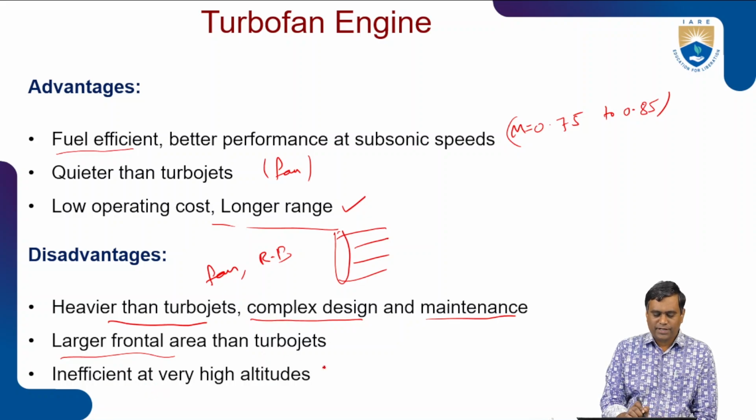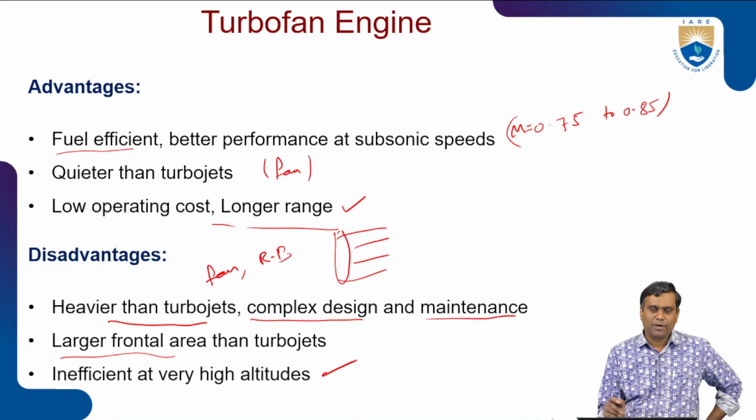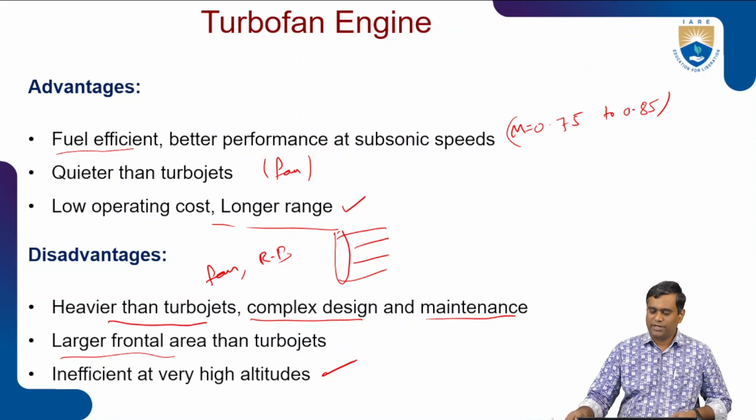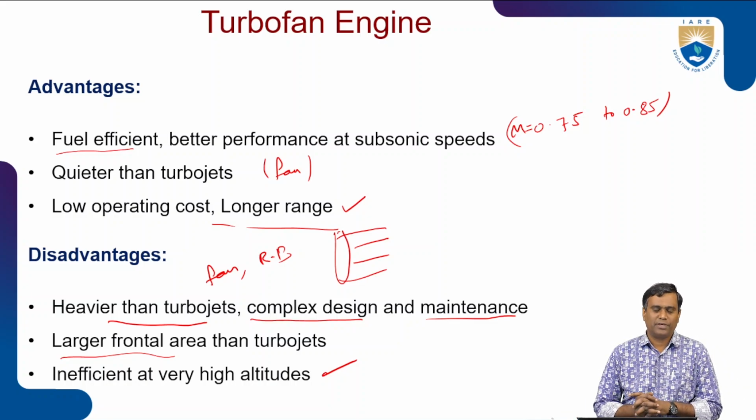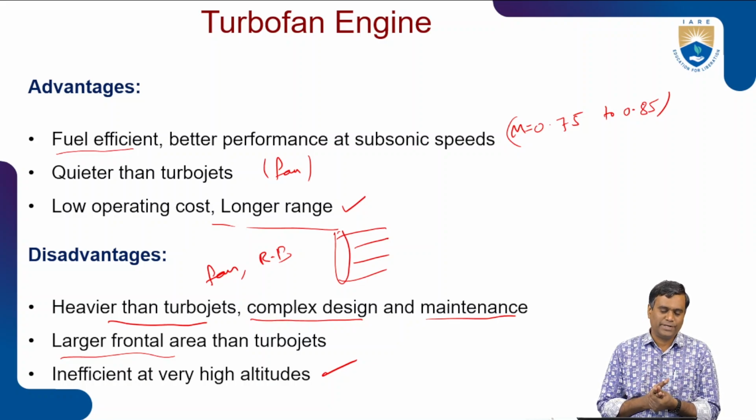And they are inefficient at high altitudes and high speeds. When comparing with turbojet, actually turbojets are good at high altitude as well as high speed, but turbofan engines are designed to be good at lower speeds and low altitude. But when either speed or altitude increases, performance will come down. The reason is the aerodynamic performance of the fan blades, right?